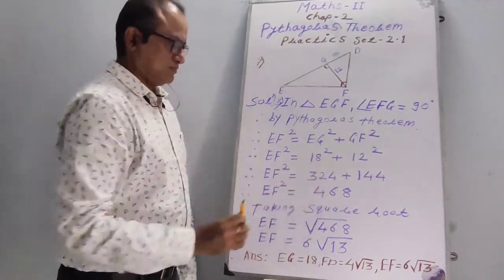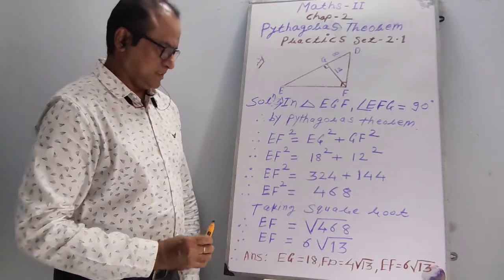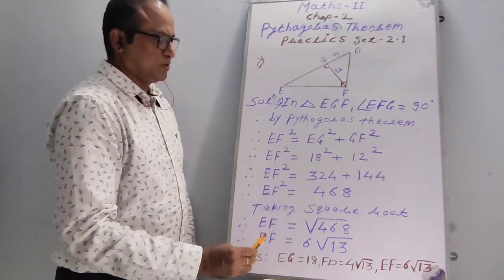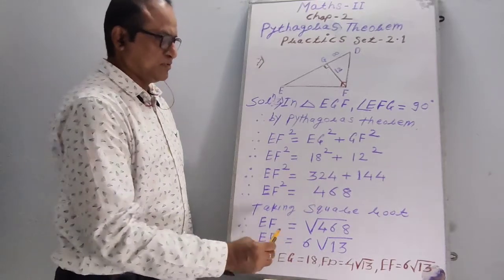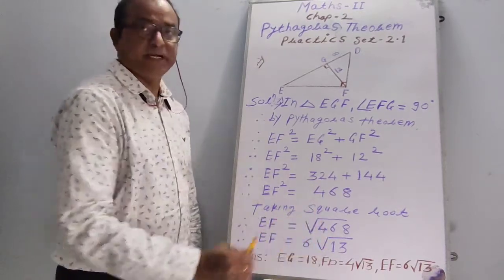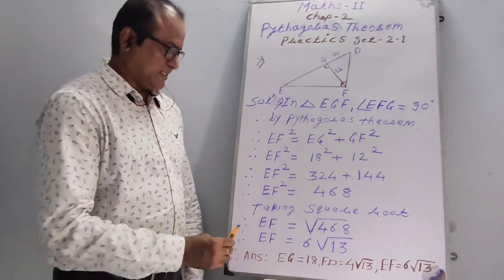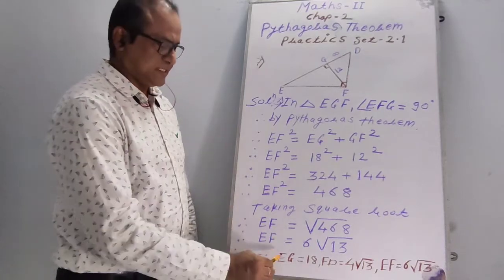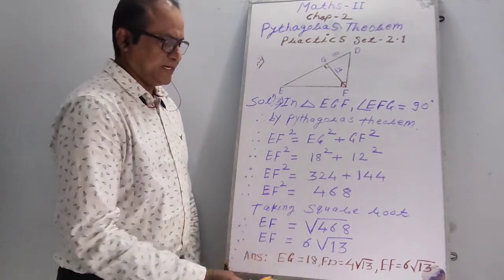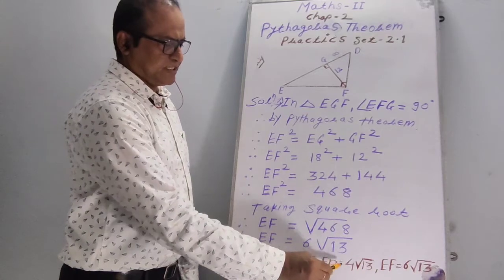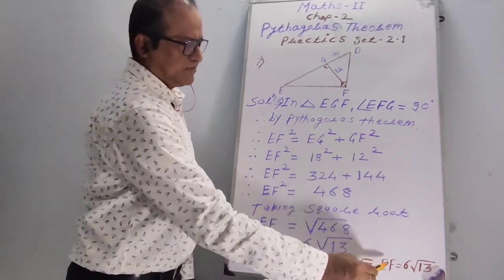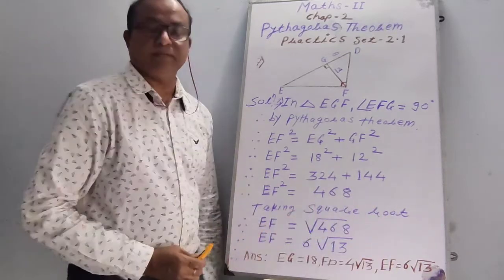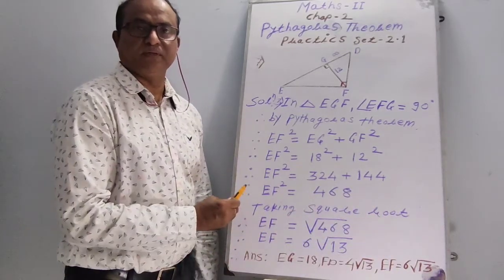Taking square root of both the sides, therefore EF is equal to root 468. Therefore, EF is equal to 6 root 13. And the answer is, first, EG is equal to 18. Second, FD is equal to 4 root 13. And third, EF is equal to 6 root 13. All of you understood? Very easy.